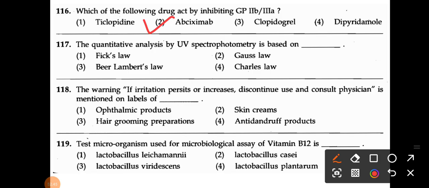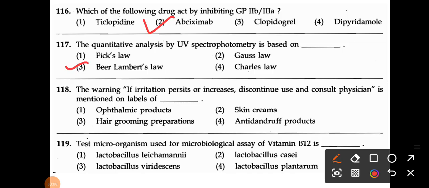Next question: the quantitative analysis by UV is based on Fick's law, Gauss law, Beer-Lambert's law and Charles law, right? Fick's law is related to diffusion, right? So what is the correct answer here? That is Beer-Lambert's law. Everybody knows Beer-Lambert's law, that absorption is directly proportional to the concentration.